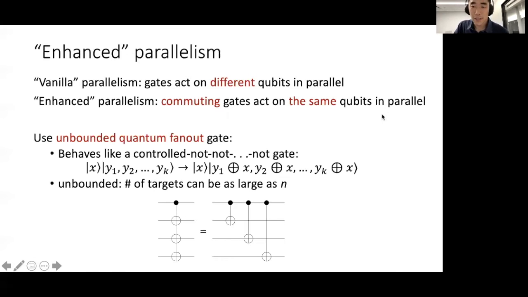And so this enhanced parallelism uses the power of the unbounded quantum fanout gate. So the unbounded fanout is basically like a controlled NOT gate, but with many targets. And in particular, when we say it's unbounded, it means that the number of targets can be as large as the number of qubits you have in your system.